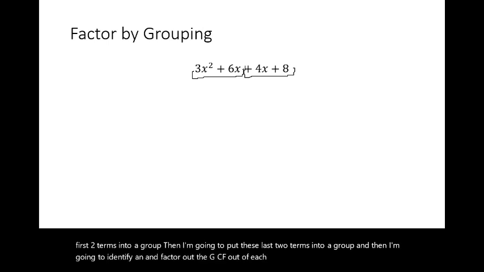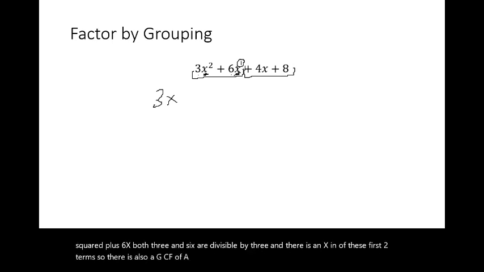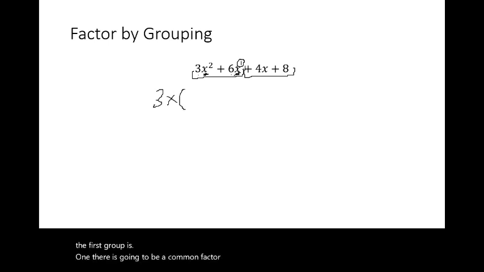So taking a look at 3x squared plus 6x. Well, both 3 and 6 are divisible by 3. And there is an x in each of these first two terms, so there is also a GCF of a variable. And since the lowest power of x that appears just in the first group is 1, there's going to be a common factor of 3x to the power 1.